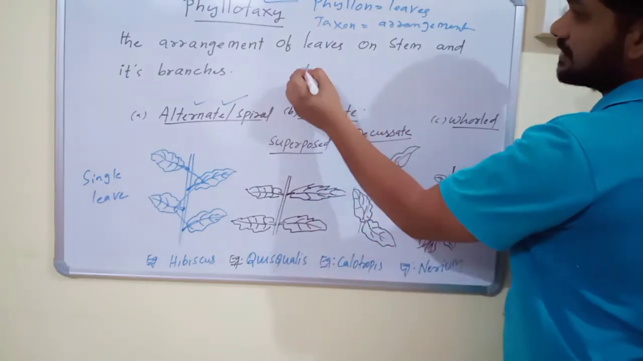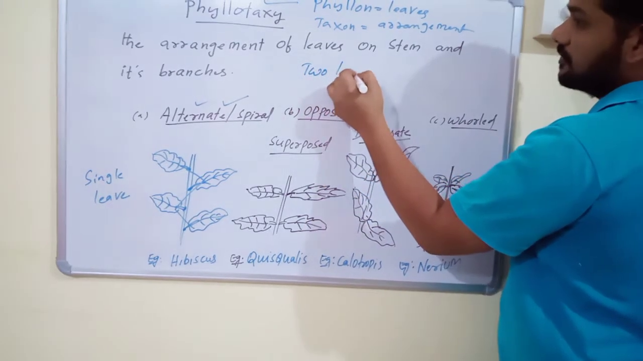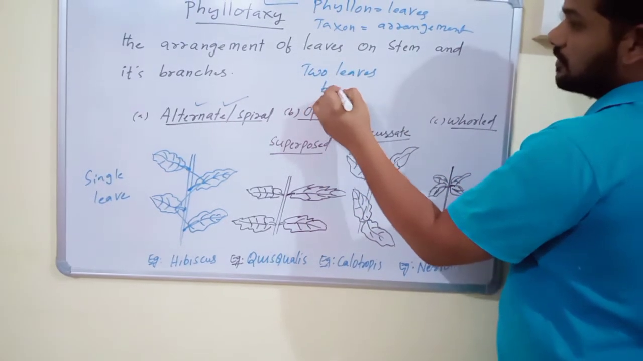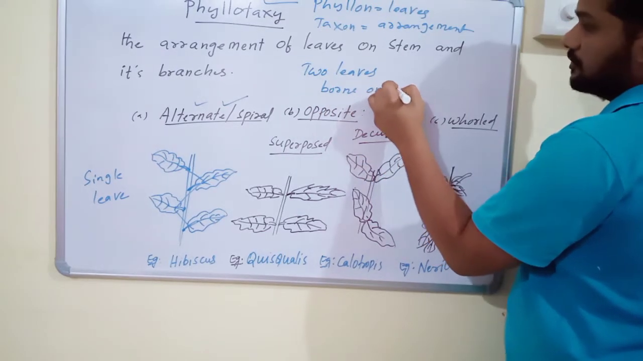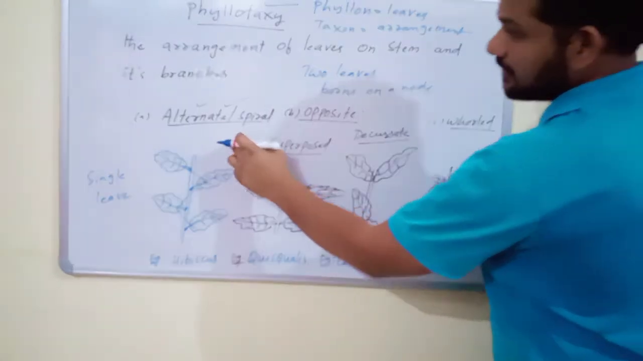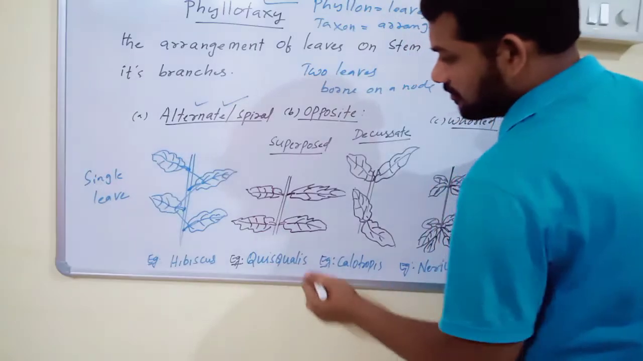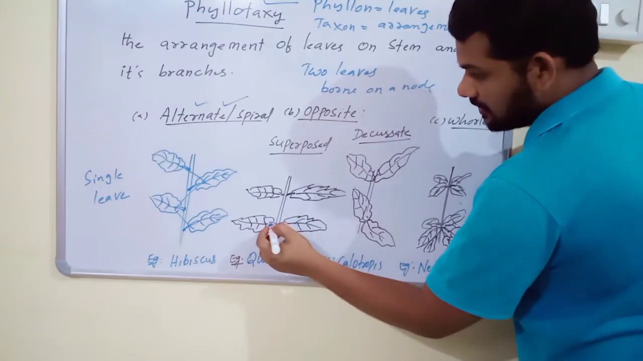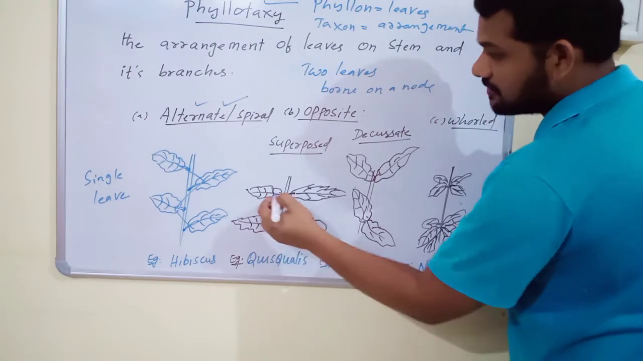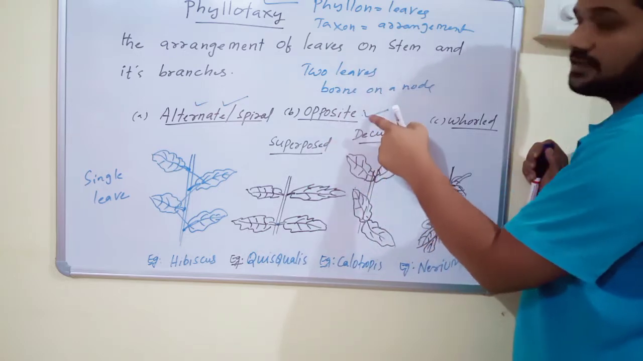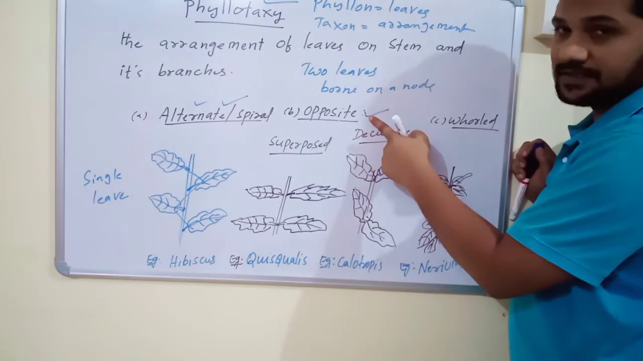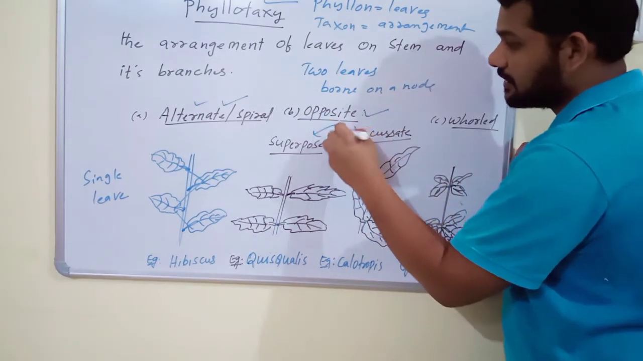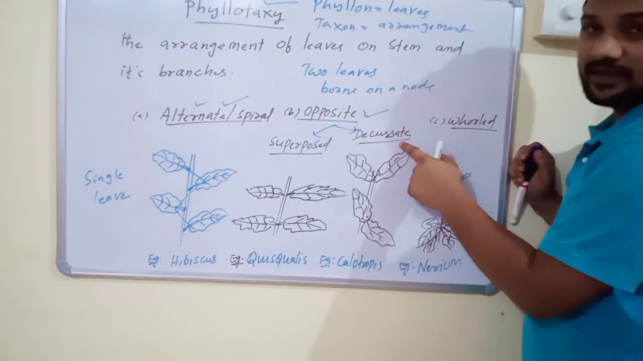And second one is opposite phyllotaxy. In this phyllotaxy, two leaves are borne on a node. In alternate phyllotaxy, only one leaf is borne on a node, but here two leaves are borne on a node. So these two leaves are exactly opposite to each other, hence it is called opposite phyllotaxy. Opposite phyllotaxy is further classified into superposed and decussate.